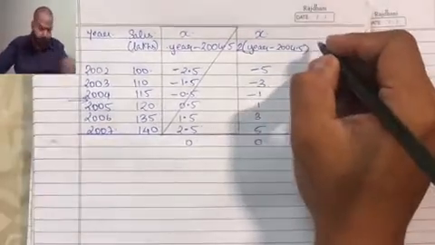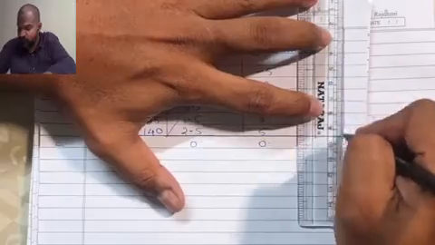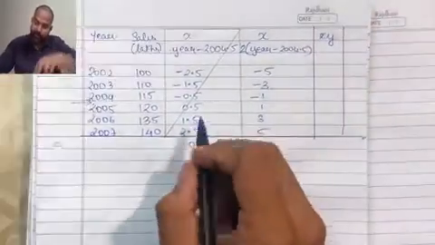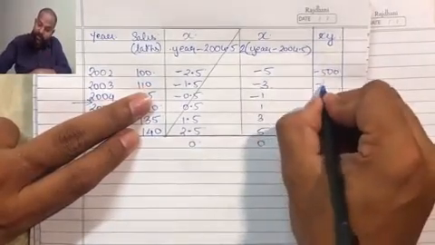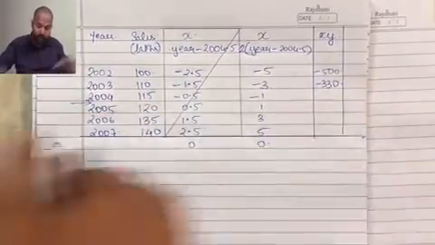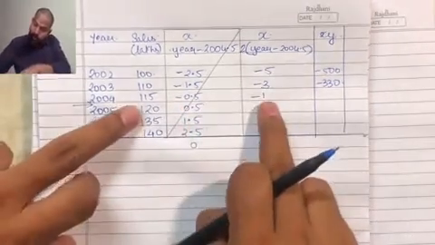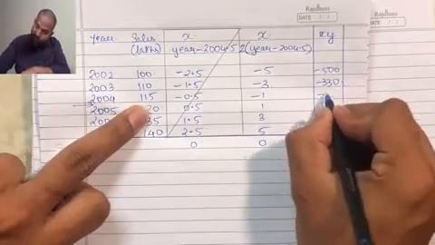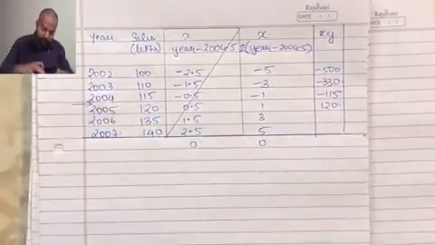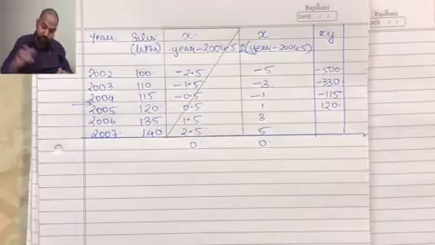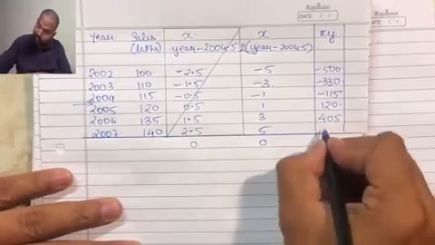We continue and we say, the first thing that I'm going to find is xy, and the second thing I need to find is x square. So if I am finding xy, 100 into negative 5 is negative 500. 110 into negative 3 is negative 330. 115 into negative 1 is negative 115. 120 into 1 is 120. 135 into 3 is 405. And lastly, 140 into 5 is 700.